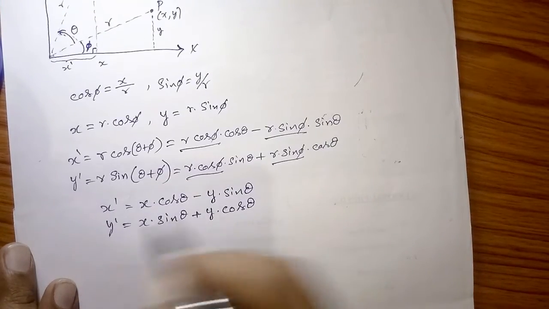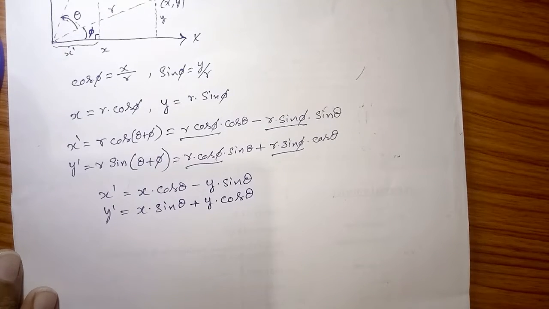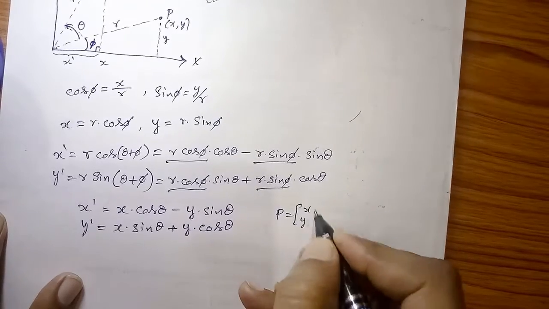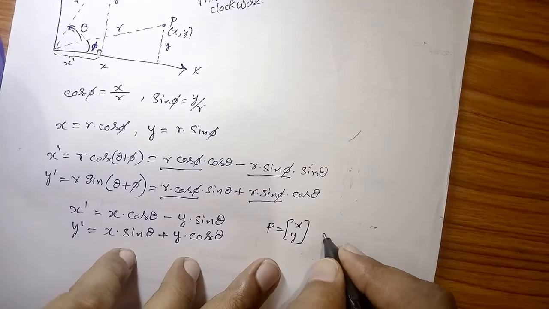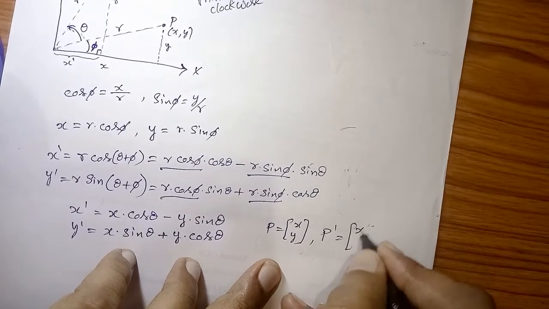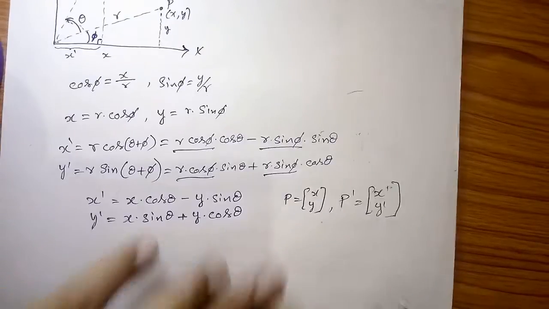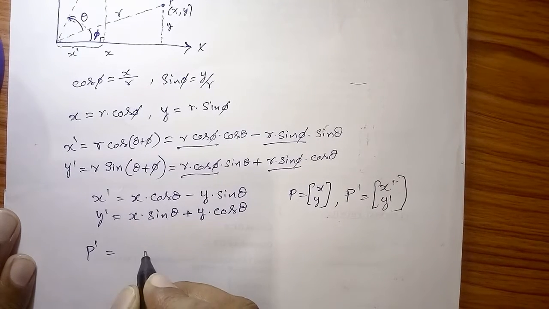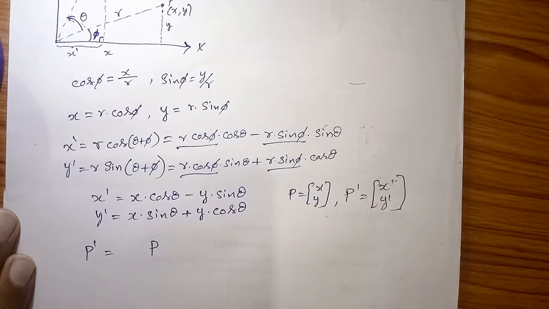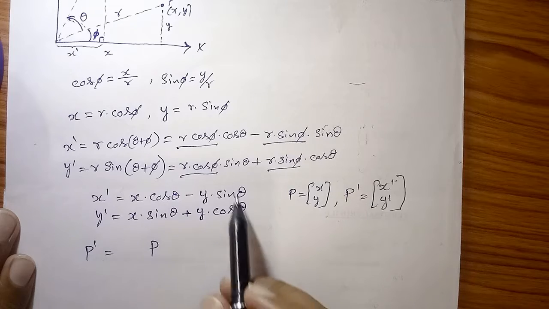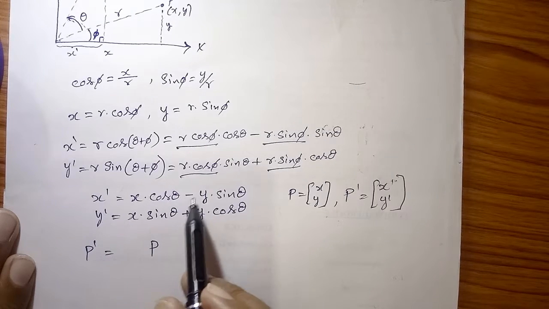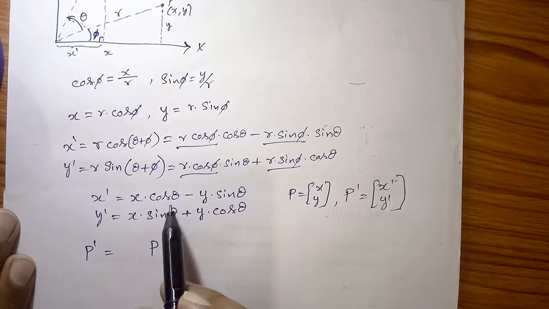Now these are the equations in order to rotate it, but as we have seen in translation, we have to represent this in terms of matrix. So how to do that? As usual, I'll take our p as x and y, and similarly I'll take p dash as x dash and y dash. Now I have to represent my p dash in terms of p, right? So that's what we have seen in translation also. The matrix that gives me this operation, this equation, will be treated as my rotation matrix.